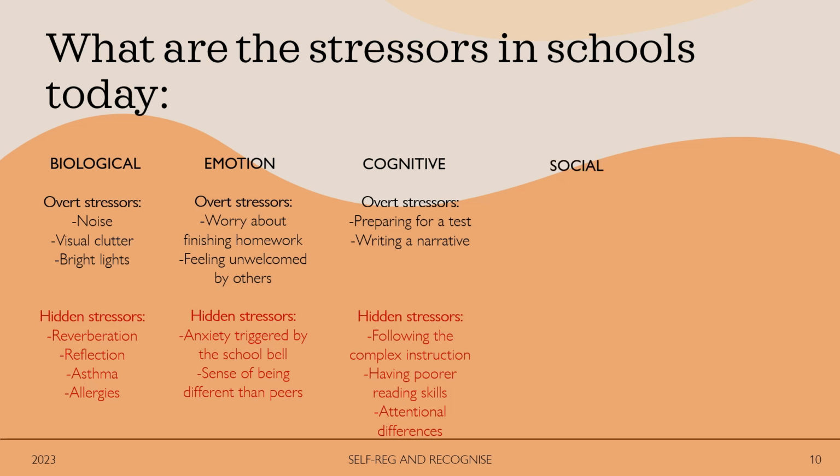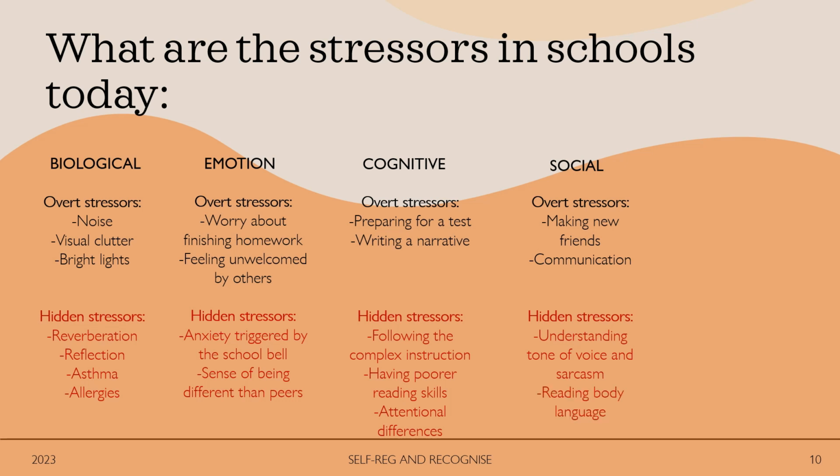And what about in the social domain? Overt stressors could be making new friends or being in constant communication with their friends could be a stressor for them. And how about the hidden stressors? Hidden stressors could be their ability to understand the tone of voice and sarcasm that is being used within the social setting in school, and being able to read the body language well.